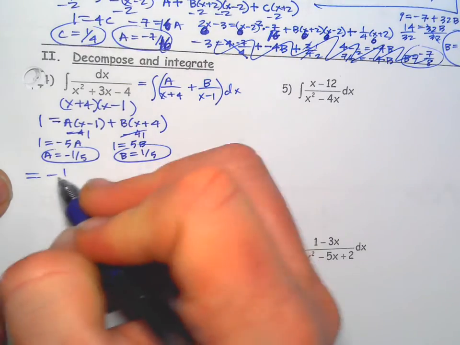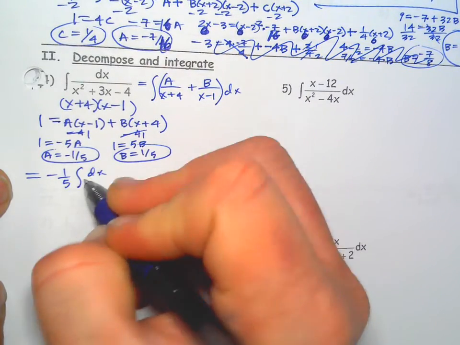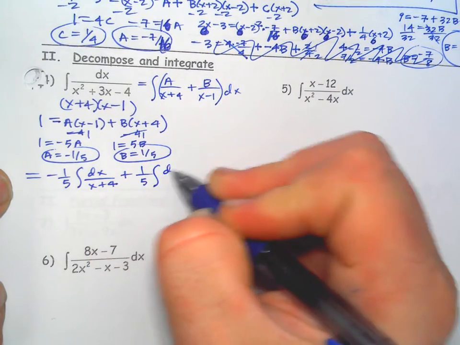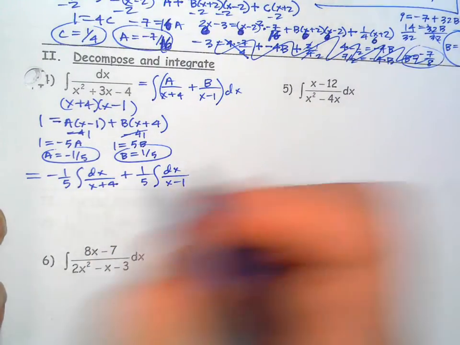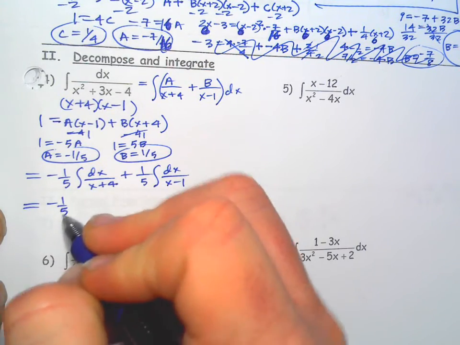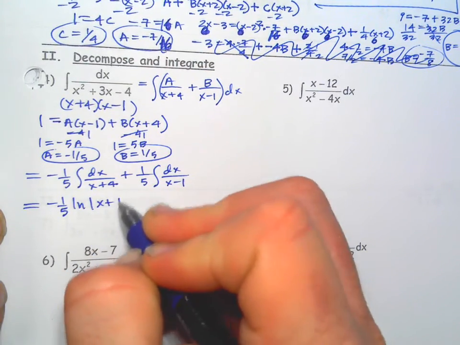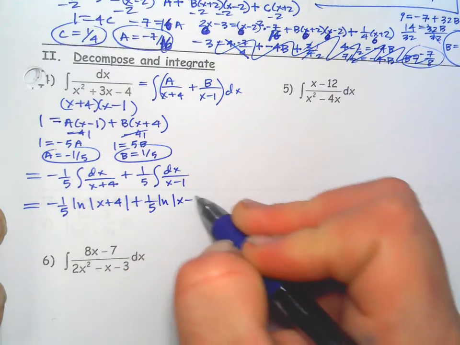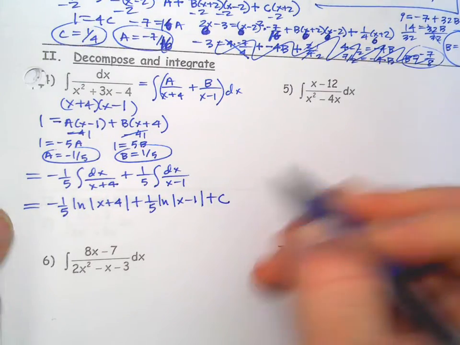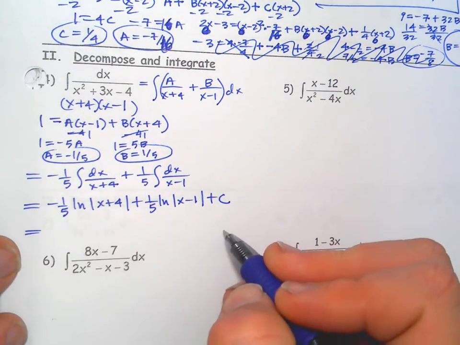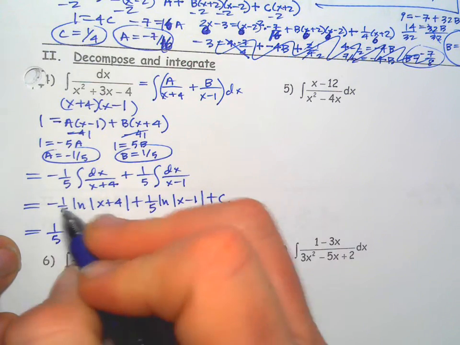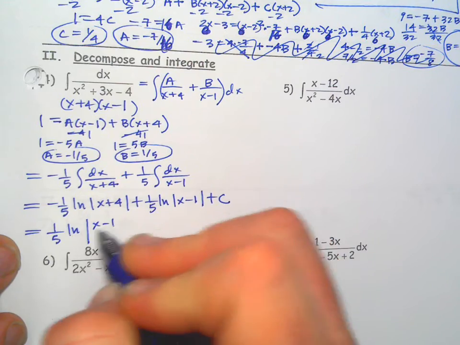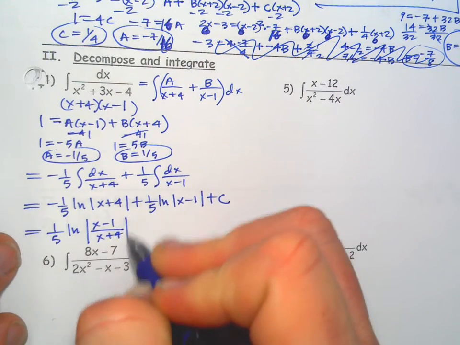I'd put the negative 1/5 in front of dx over x plus 4, plus 1/5 dx over x minus 1. We get negative 1/5 natural log of the absolute value of x plus 4, plus 1/5 natural log of the absolute value of x minus 1, plus C. We could just put the 1/5 in front because it's the same coefficient. So you factor it out and it's natural log of x minus 1 over x plus 4, because there's a negative in front of it, plus C.